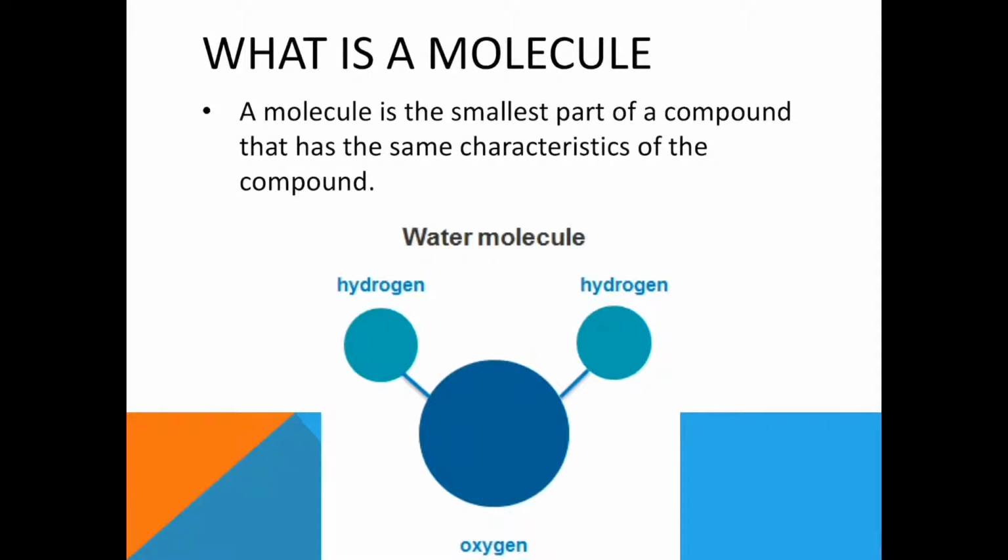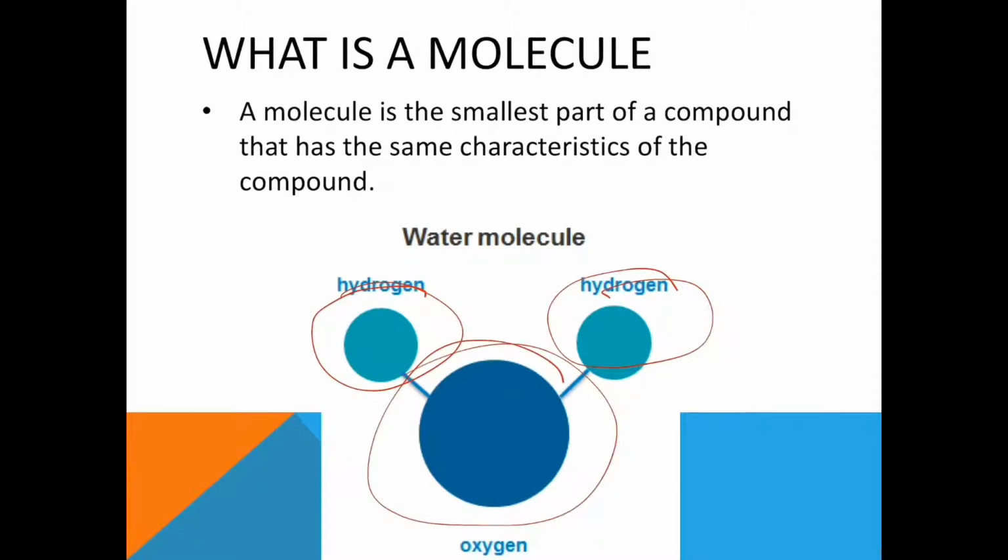So, what is a molecule? Well, a molecule is the smallest part of a compound that has the same characteristics of this compound. In this picture below, this is one molecule of water. We have 2 hydrogen atoms and 1 oxygen atom. So the chemical formula for water is H2O because we have those 2 hydrogen atoms and 1 oxygen atom. Like stated above, the molecule is the smallest part of a compound. An atom is the smallest part of an element.